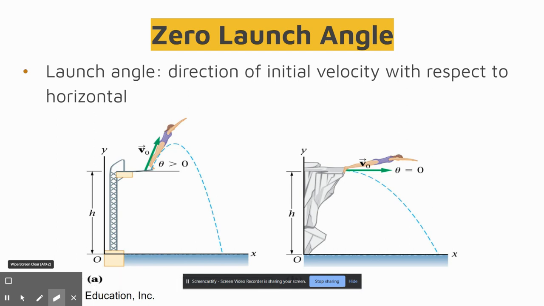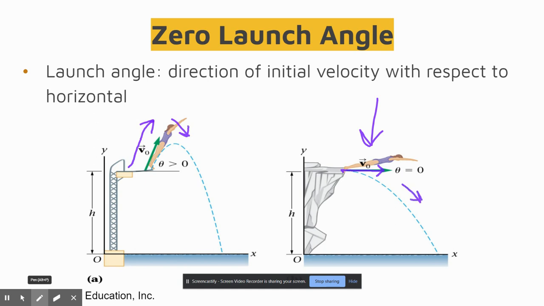Now, launch angle, we can have a launch angle of 0, or we can have one that goes up into the air. But first, we're going to talk about launch angles of 0. So we're looking at this picture here, and if the launch angle is 0, it's going to look like this second picture. So the person will just jump straight out instead of going up and then coming back down. They're going to go straight out and then go down. So that would be a 0 launch angle.